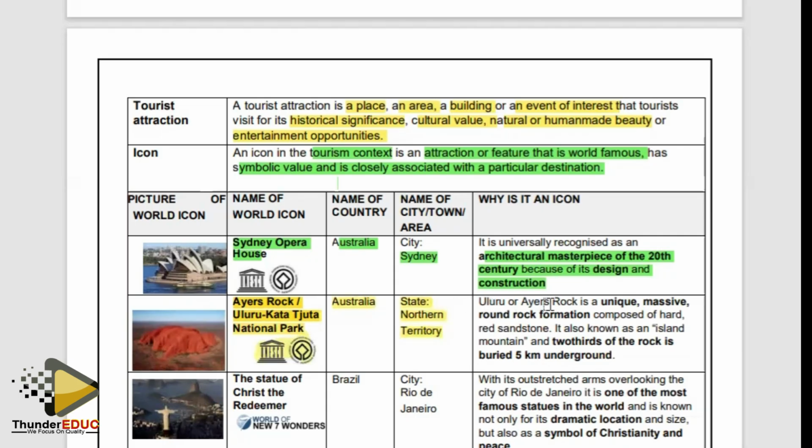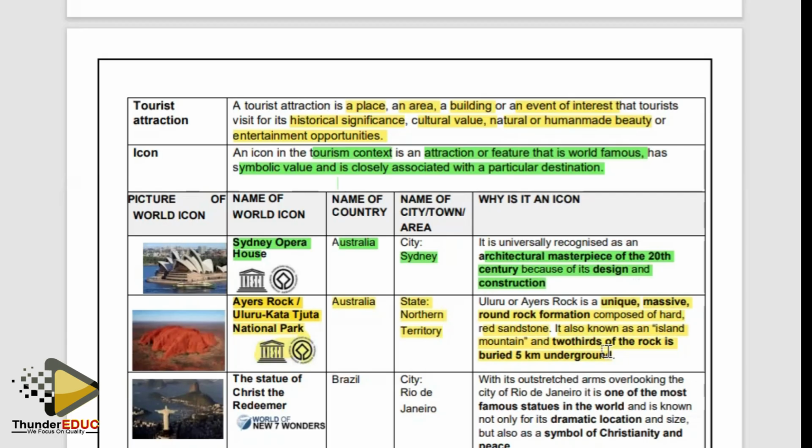So the Uluru, or Ayers Rock, is unique. It is a massive rock formation composed of hard red sandstone. It is also known as an island mountain. Two-thirds of the rock is actually buried underground, so we cannot see two-thirds of the rock.